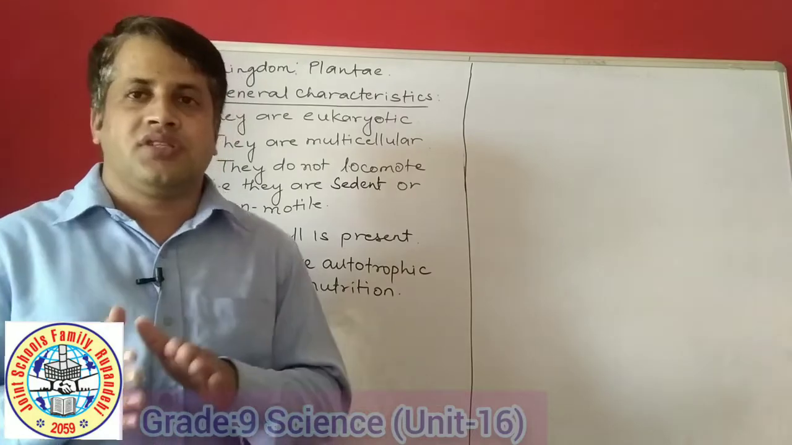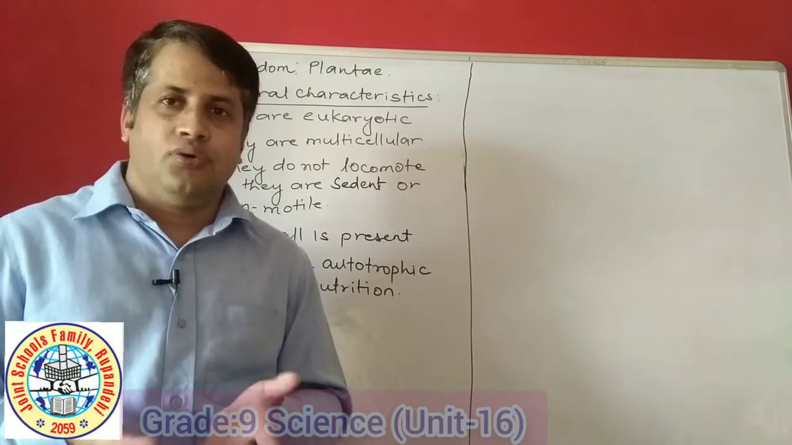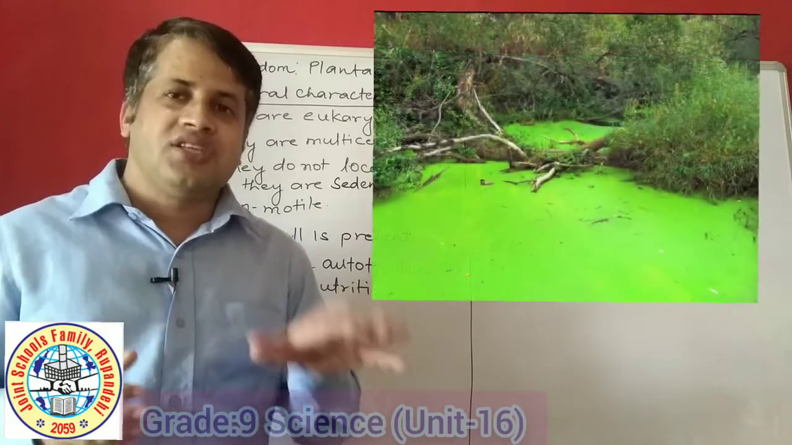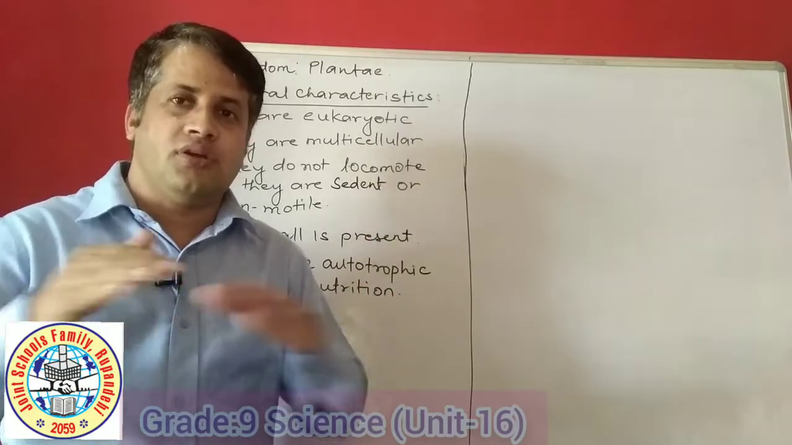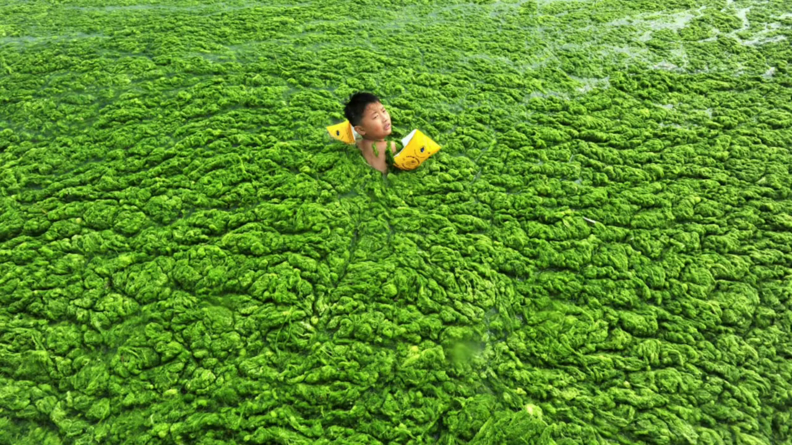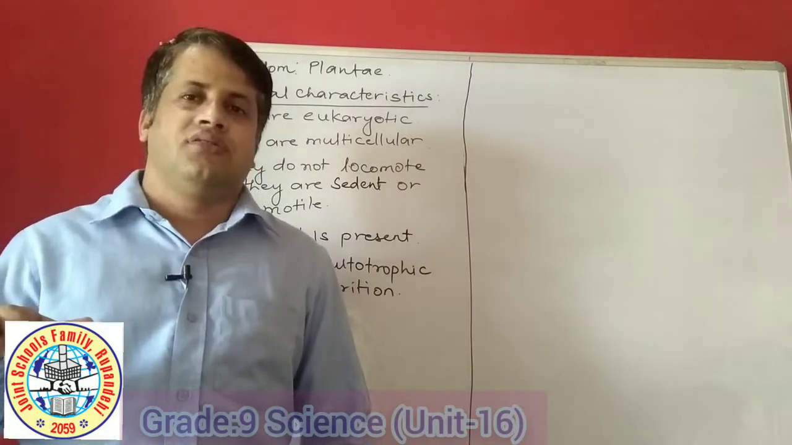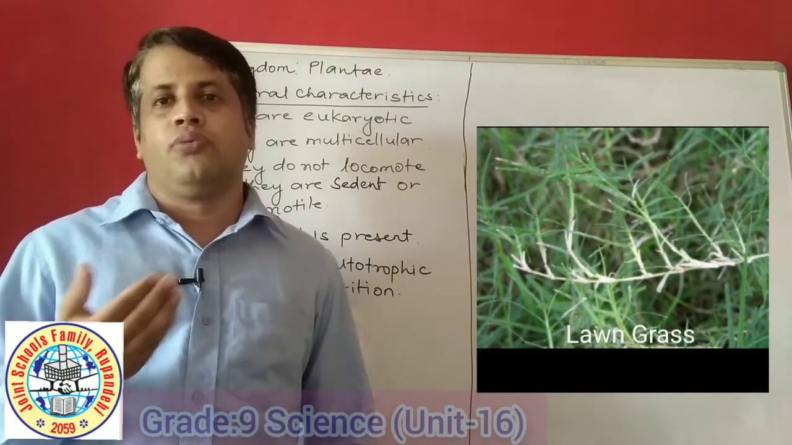If you see the plant diversity, you can observe it by studying algae. Algae give green color to the pond surface. If you see the pond surface, sometimes you find that it is green in color. It discolors the water. There are many examples. For instance, you can see grass, lawn grass. In your garden, there may be grass which we call dubo.